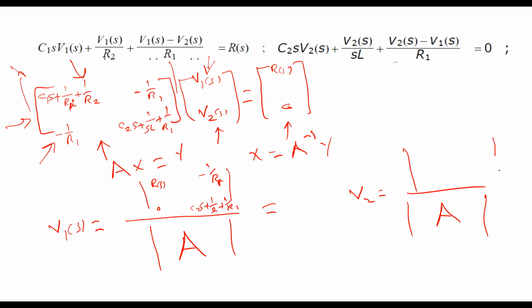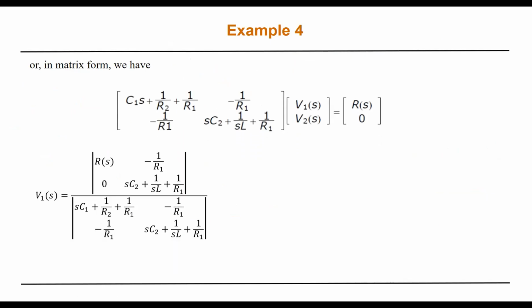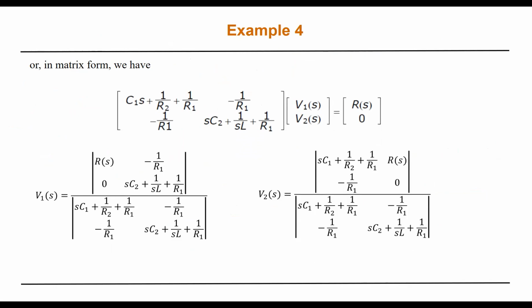However, now, what do we have? C1S plus 1 over R1. Okay, R2, C1S plus 1 over R2. R1 plus 1 over R2. And in here, I have minus 1 over R1. In here, I will have R of S and 0. Let me put it neatly. This is the matrix. And this is what I'm saying.